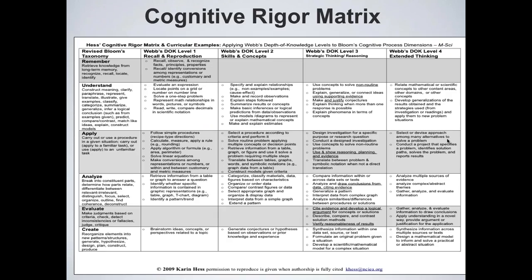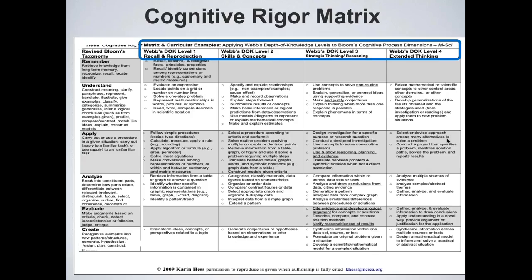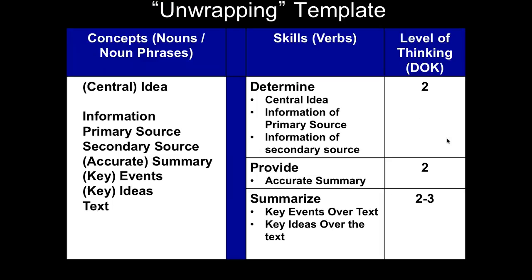Then what we will do is use the Hess cognitive rigor matrix to figure out what the DOK level might be. We do start on the left-hand side with looking at the Bloom's taxonomy verbs just to get us in the ballpark. But then we move across to say what might they actually have to do with that particular element within the standard, and you have the rigor matrices within your handout as well. And so here we can see, for the most part, the first one, more than one right, or there's only one right answer. Determine the central idea from a primary or secondary source, providing an accurate summary.